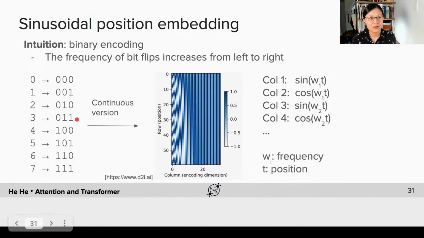And motivated by this, we can come up with a continuous version of this binary encoding implemented by sinusoidal functions. So each column in this figure corresponds to a column of bits here. Each row would be a position encoding for a specific index or integer. Now the value of each column is given by sinusoidal functions with increasing frequency. The difference is that here they're continuous values, but here we have binary values.